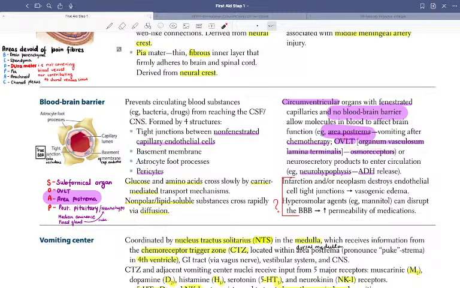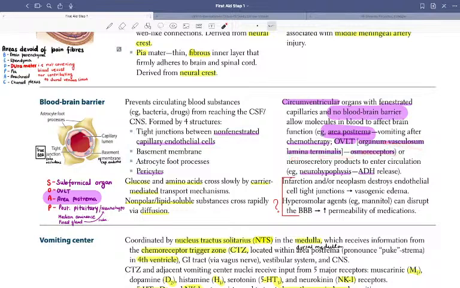OVLT stands for organum vasculosum lamina terminalis. These are osmoreceptors, centrally acting osmoreceptors, and most importantly they are involved in ADH release. Okay, so this is involved in ADH release. Organum vasculosum lamina terminalis: osmoreceptors.